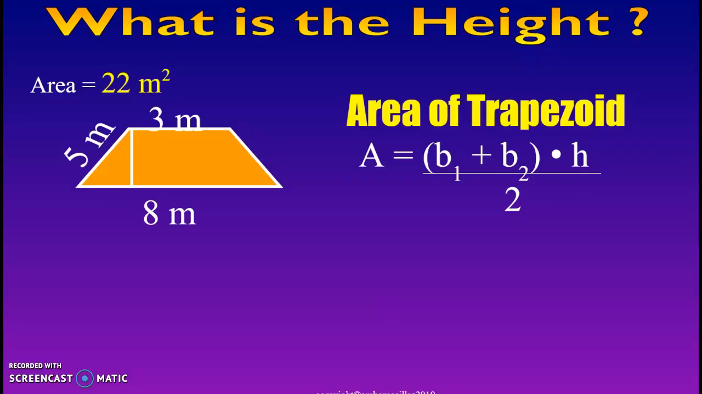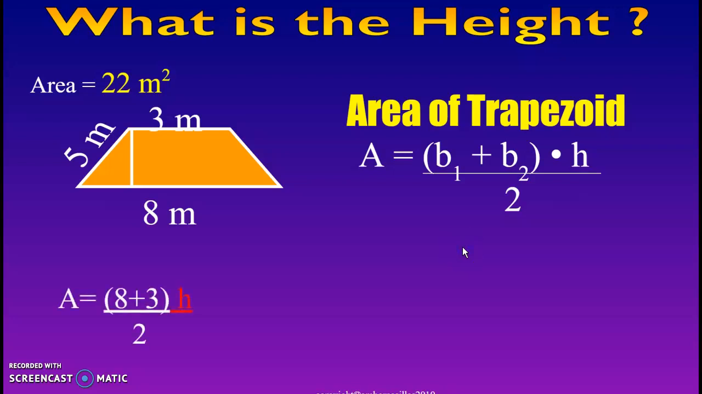Now, what happens if we are given the area, but we're looking for a dimension of the trapezoid? So in this case, we're going to look for the height. If you notice, this trapezoid has 2 bases, but no height. We do know that this trapezoid has an area of 22 meters squared. So we're going to use our formula, base 1 plus base 2 times the height divided by 2, and we're going to substitute the letters for the dimensions from the picture. We're going to then work backwards to figure out what the height of this trapezoid is.